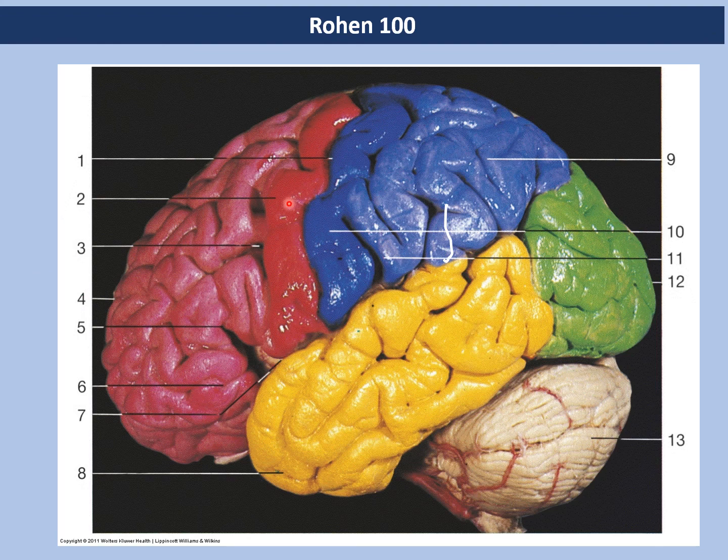Here's a picture from your Rowan where again you see the frontal cortex, the parietal cortex separated by the central sulcus. Then you see the temporal cortex and the occipital cortex, the lateral fissure here between the temporal cortex, parietal, and frontal cortices.